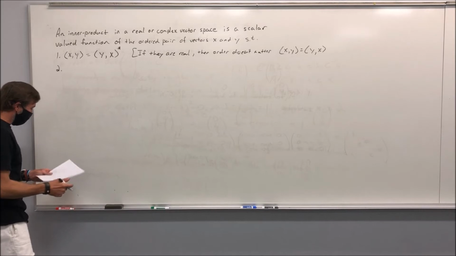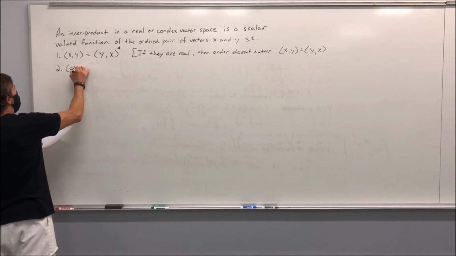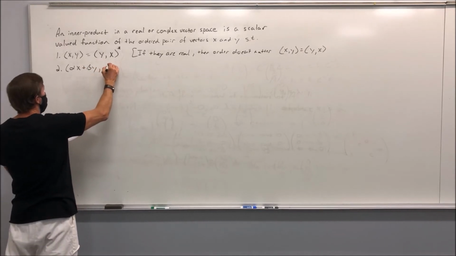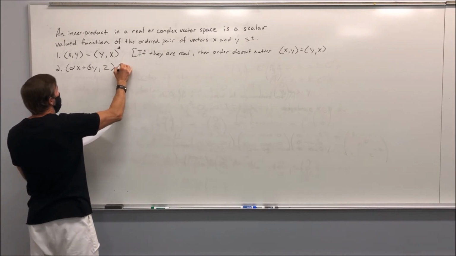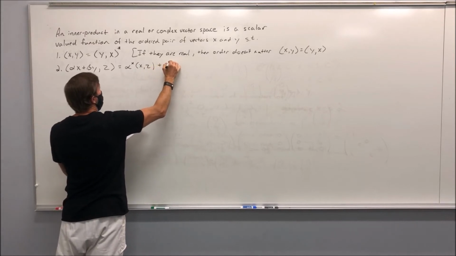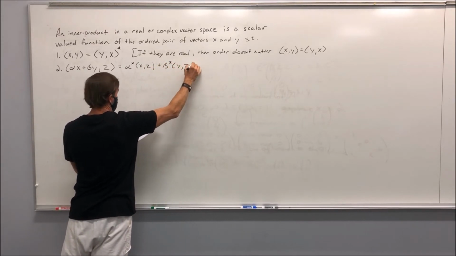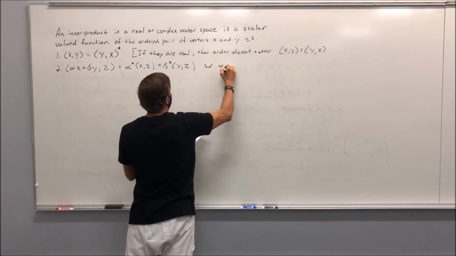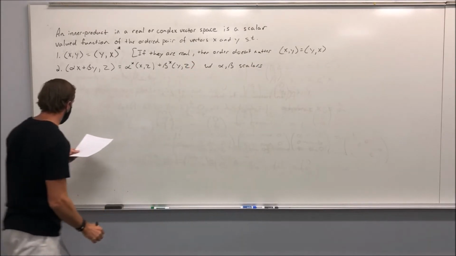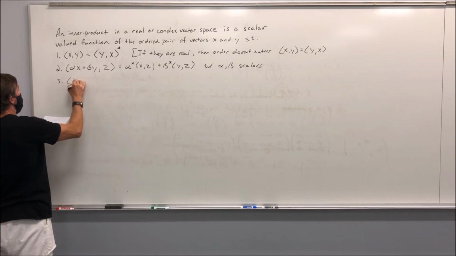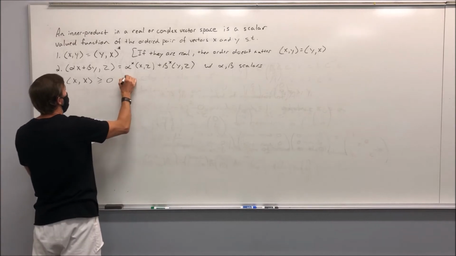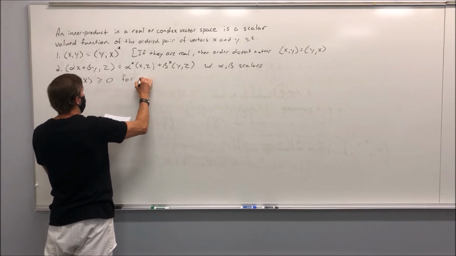Okay, number 2. Now these might be a little bit more expected. If we take a linear sum of vectors and we do the inner product with a third vector, then this is going to give me alpha star xz plus beta star yz, with alpha and beta scalars. And then 3, if I take the inner product of a vector with itself, this is going to be greater than or equal to 0 for any x.